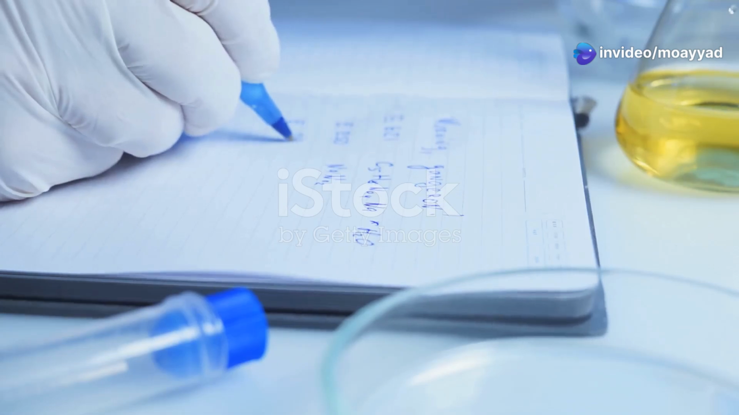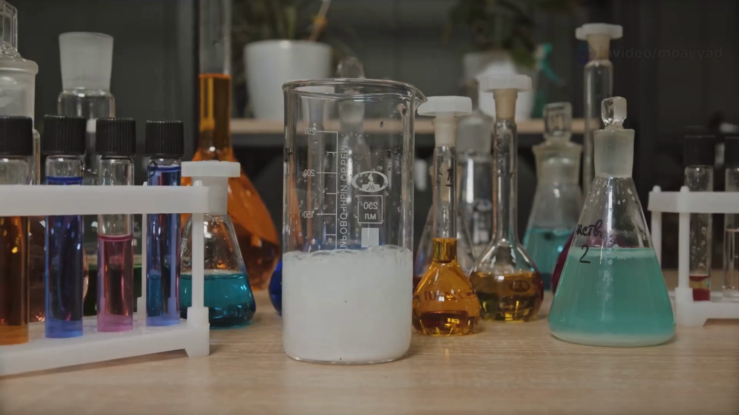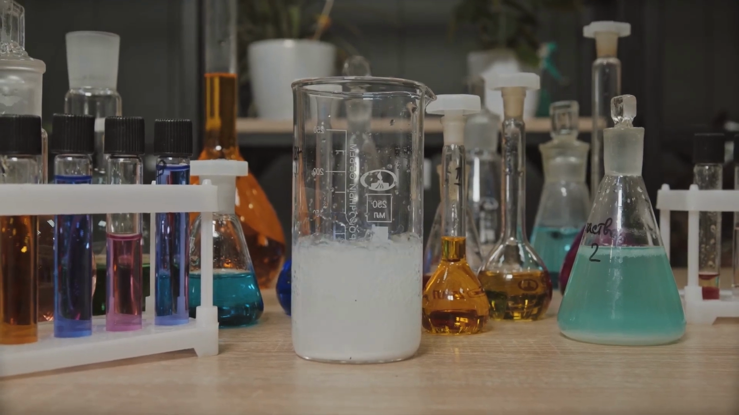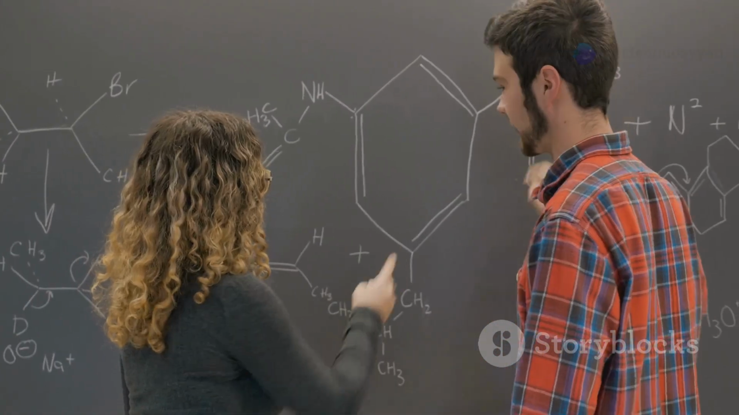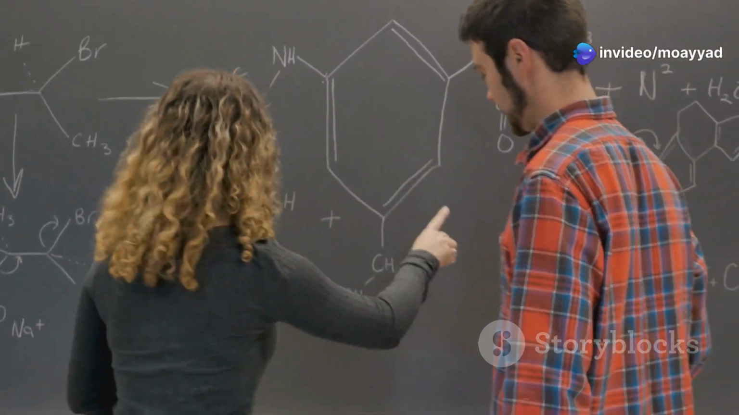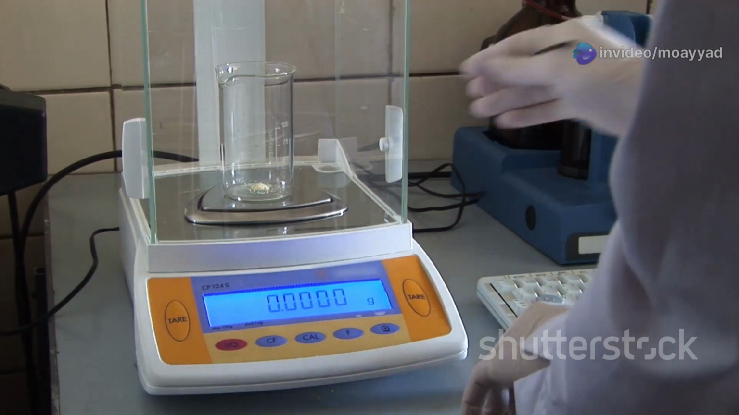Chemical reactions are like stories, and chemical equations are the way we write them down. These equations use symbols and formulas to represent the reactants and products of a chemical reaction. A balanced chemical equation shows the same number of atoms of each element on both sides of the equation, following the law of conservation of mass.